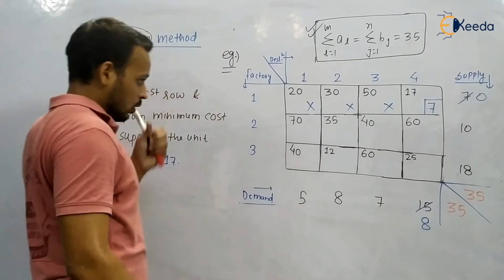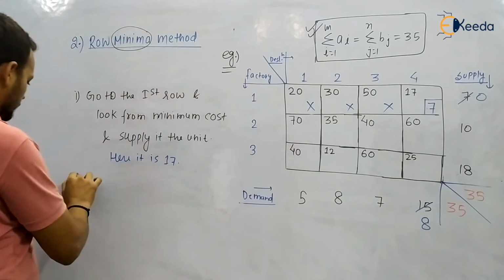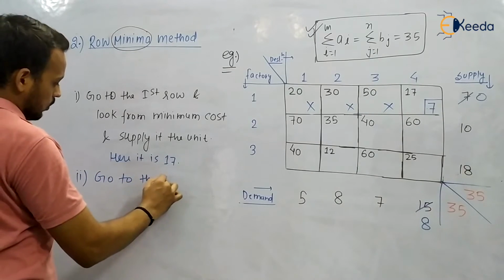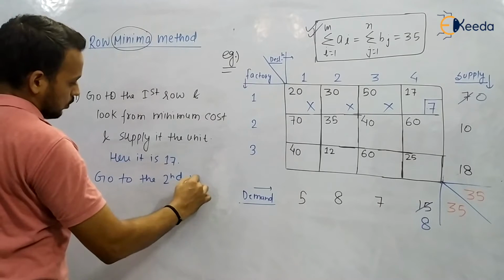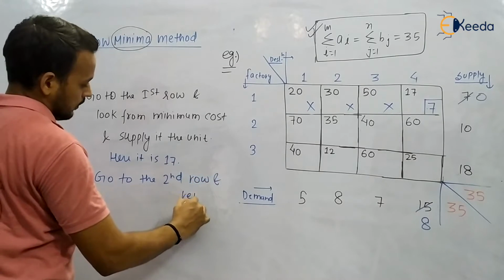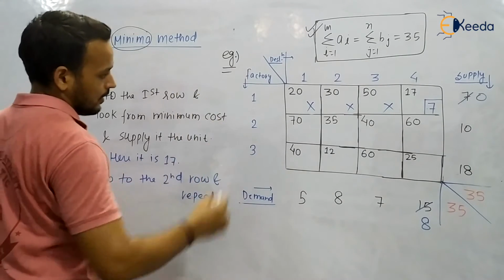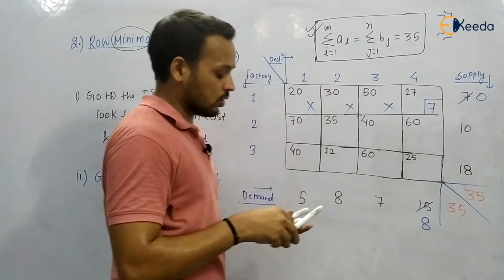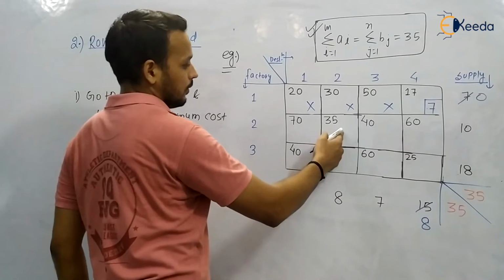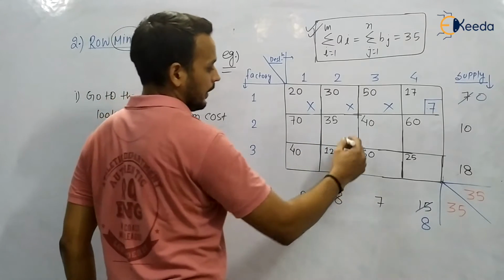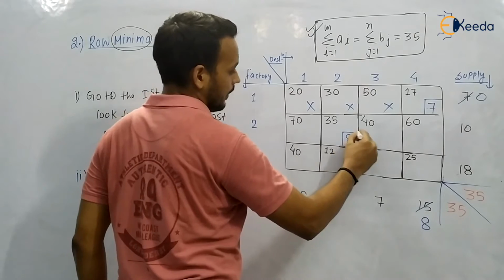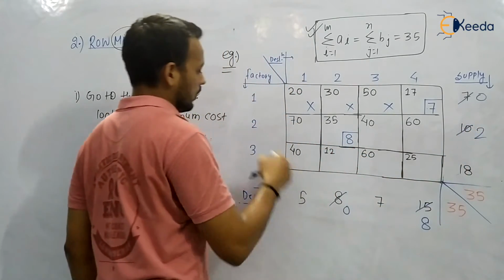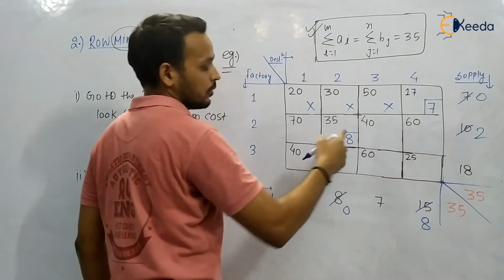Okay, now go to the second row. The second step is go to the second row and repeat. Okay, same thing. Now row minimum: go to the second row and look for the minimum cost. So the minimum cost here is 35. So 35 will be needing how many units? 8. So supply 8 because you have 10. So here it will be 0 and it will remain 2. Okay, with factory 2 units will remain because you have supplied 8.